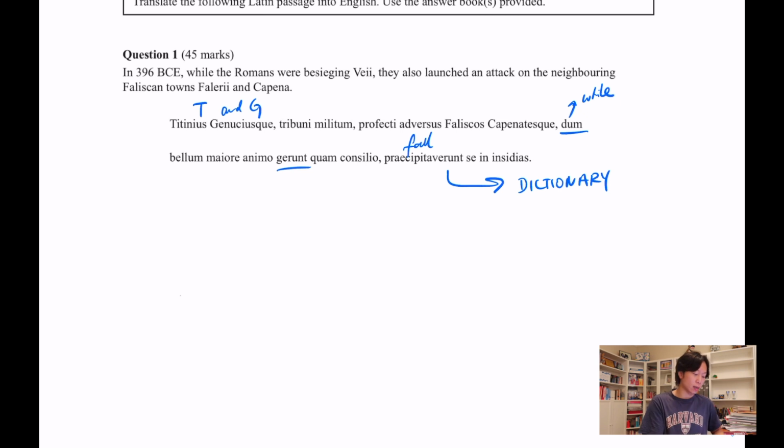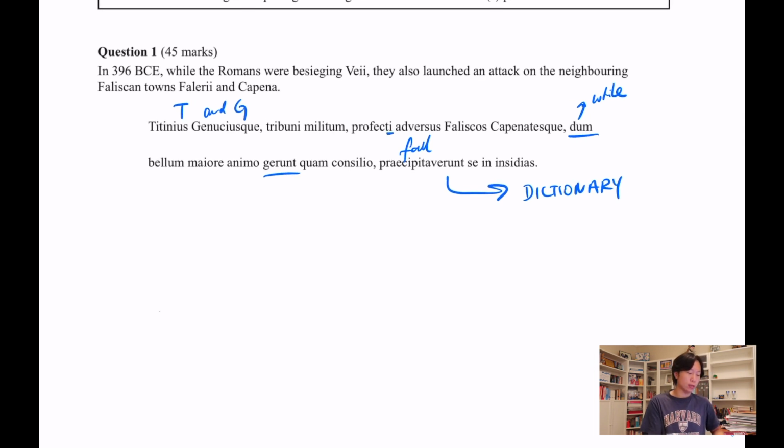Sort of ask yourself grammatically things like, perfecti, why is it ending in i? Because it goes with the tribuni militum, and so it's plural nominative. Those small little checks can help you. And the other point is, don't jump to your dictionary straight away. With praecipitaverunt, I kind of know what it means, or even if I didn't, I know it's the main verb. I know it's praecipitaverunt se in insidias. That's literally the English arrangement of those Latin words. So I would make sure I'm confident with that and then go to the dictionary.